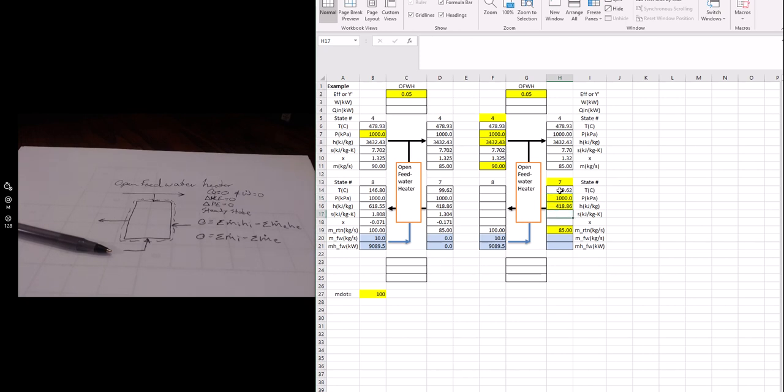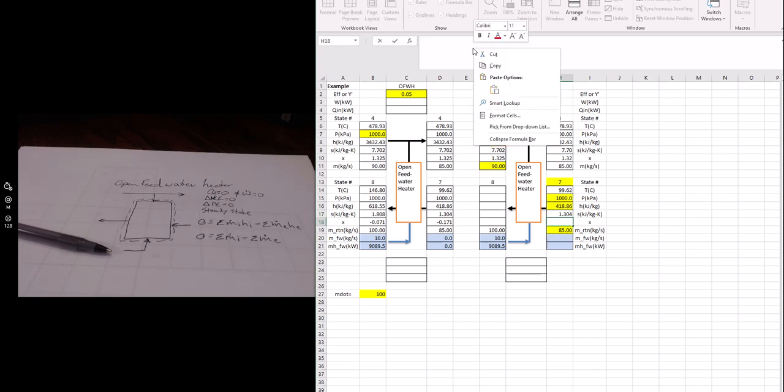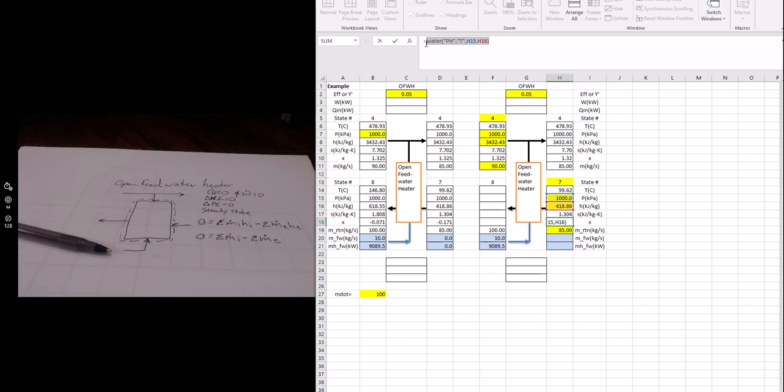Do the same thing here. I could copy this. If I hit escape, come down here, click up here and paste, and then just change this to S. And then click here, paste, change this to, well, actually that's a totally different formula. So X, and I specify the pressure and the enthalpy. So everything's matching so far.